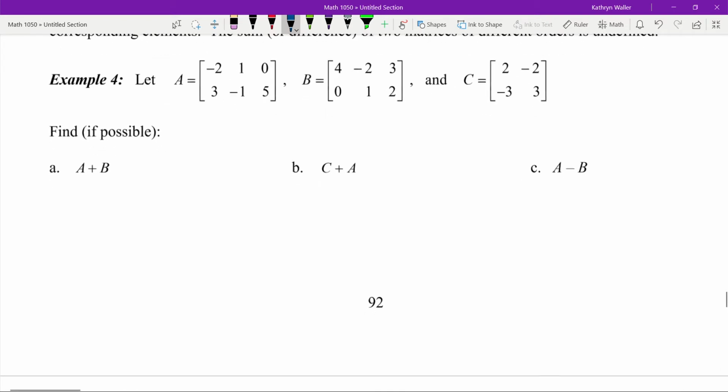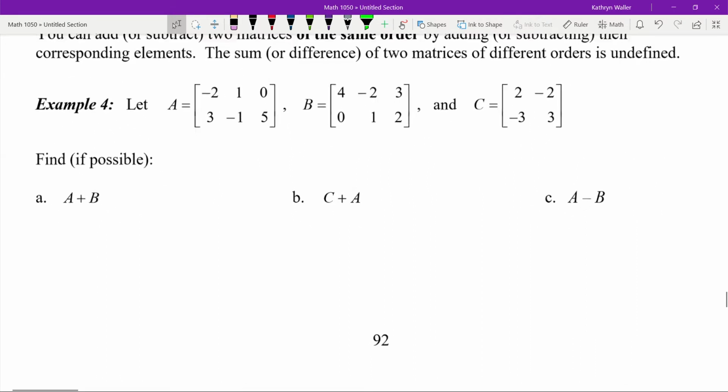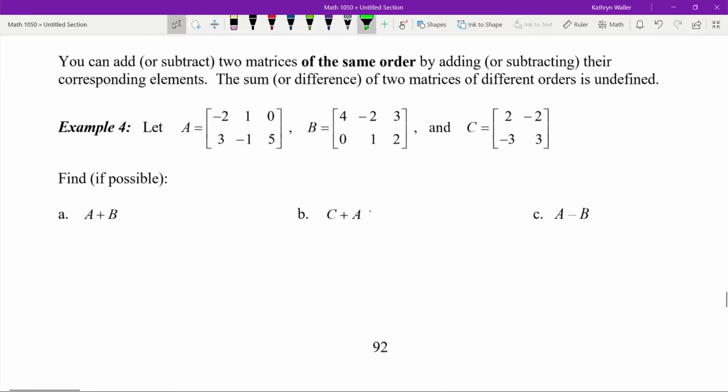All right. Now we're going to add some matrices. Okay? So this is example 4. So in order to add or subtract, it says it right here: to add or subtract 2 matrices, they must have the exact same order. They must be the exact same size, or you can't add those together.